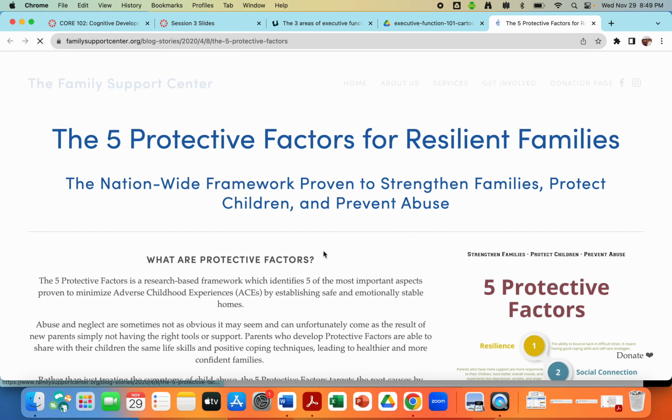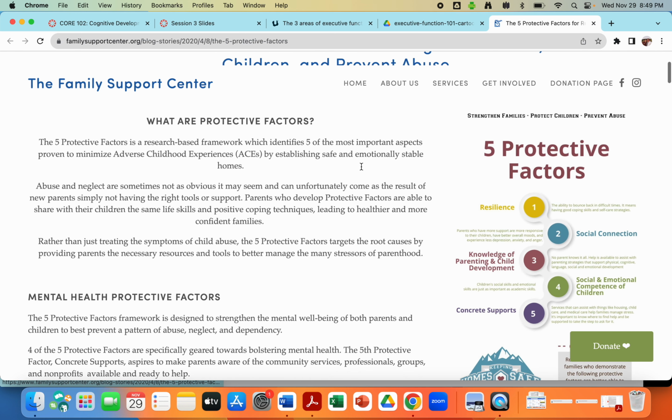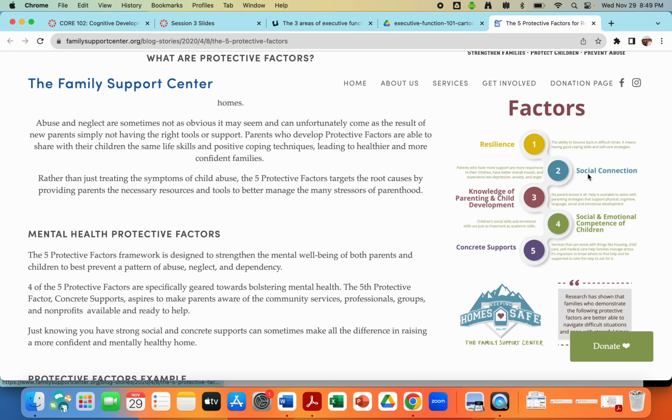In regards to the 5 protective factors for resilient families. What are protective factors? The 5 protective factors is a research-based framework which identifies 5 of the most important aspects proven to minimize adverse childhood experiences, ACEs, by establishing safe and emotionally stable homes. And we see those 5 factors here: resilience, social connection, knowledge of parenting and child development, social and emotional competence of children, and concrete supports.